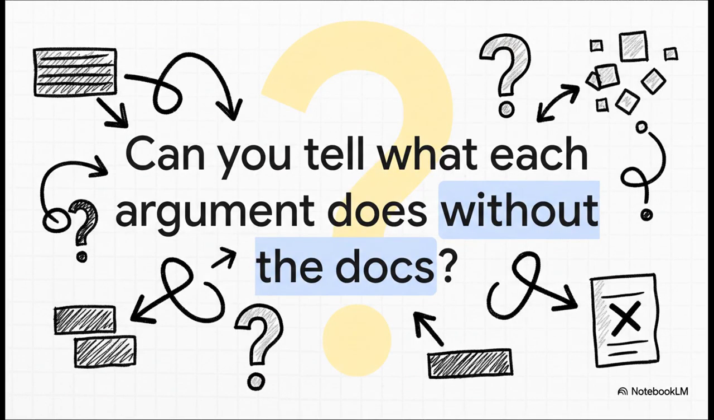Right? What's the true for? What is 10 supposed to be? You have absolutely no clue without stopping what you're doing and digging through the documentation every single time. It's a classic sign of a confusing API.